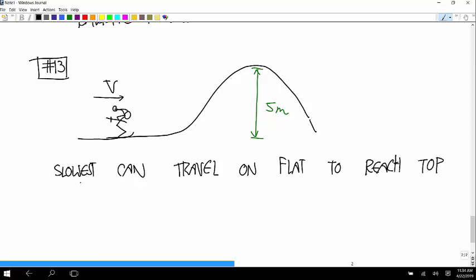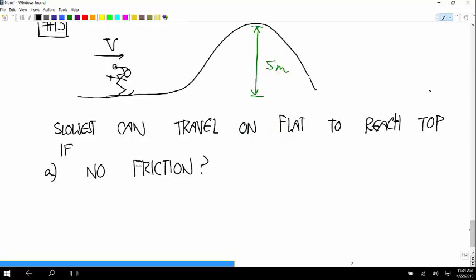So what's the slowest he can travel on the flat to reach the top, if first there's no friction, and second, if friction removes 400 joules of energy from the skier.